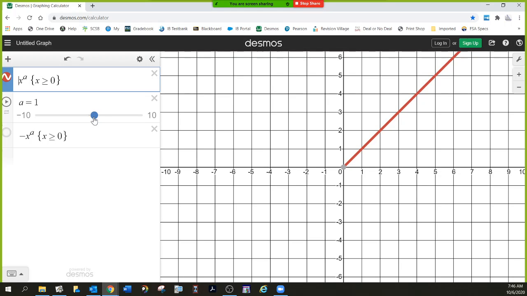Here I have a slider. And what I've done is I've set it to begin with a equals 1. That means I'm just graphing y equals x. That's what you're looking at. Now as a goes any number bigger than 1, I get curvy. Pretty neat, huh? And of course, the larger the exponent gets, the steeper the graph gets. And that should make sense. That's because, well, numbers get big really, really fast with bigger exponents, right?